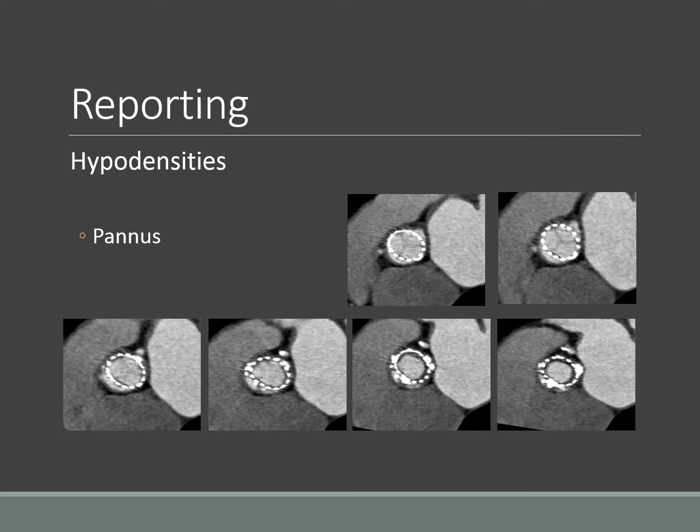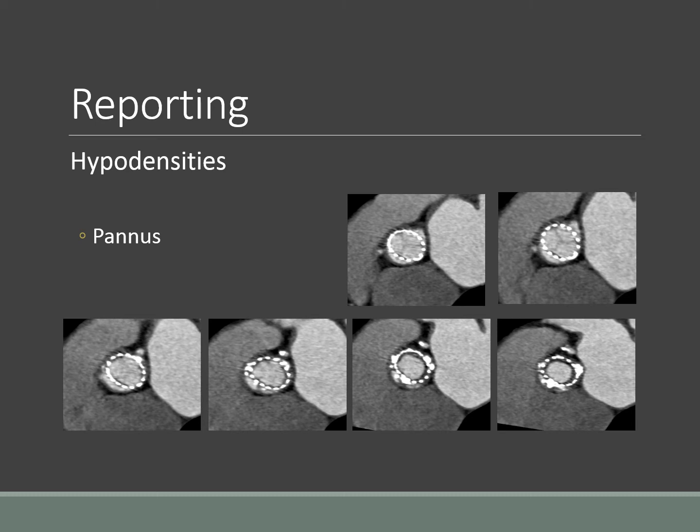As you may see, this is a case of pannus. The hypoattenuation was identified along the lower border of the stent only after 12 months from the implantation. And this is the opposite of the thrombosis.